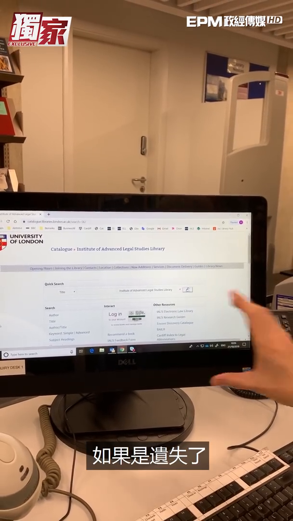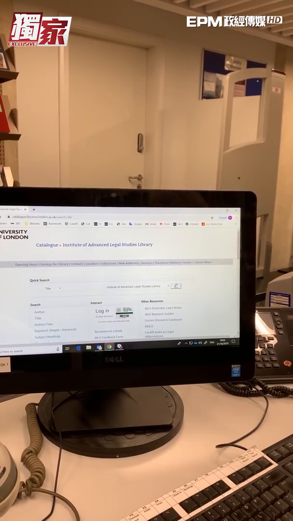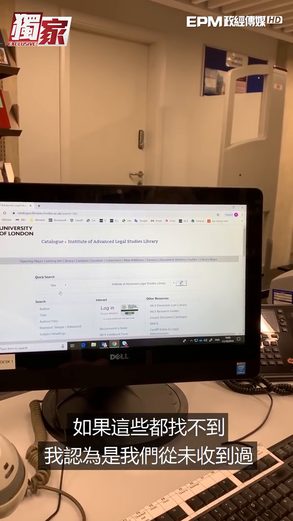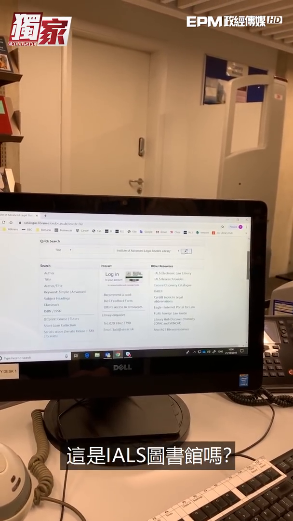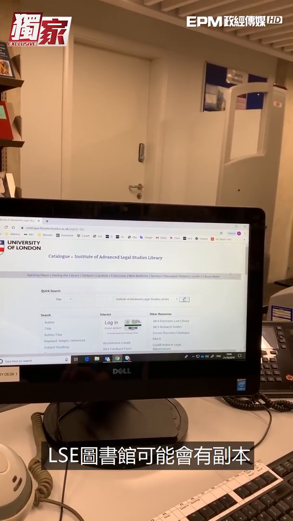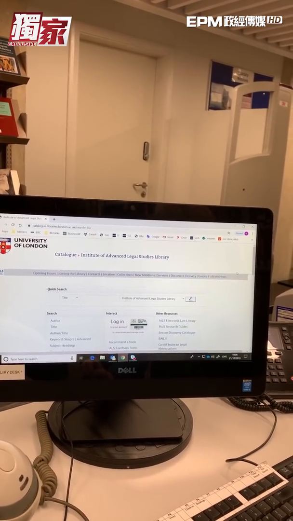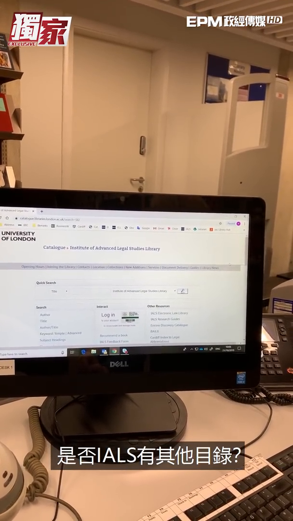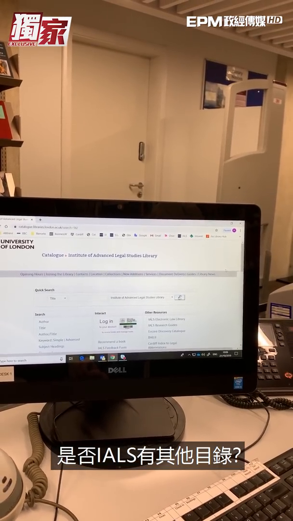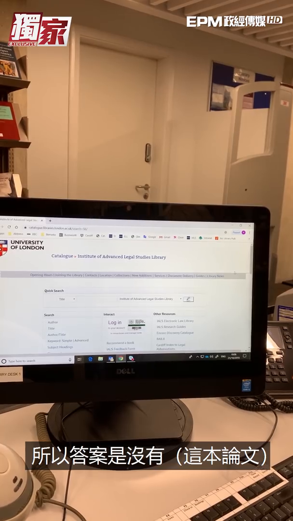I don't know. If we had received it, it would be on the catalogue, but it would say missing. But if it's just not there, it suggests that we never received it. Okay, so here is the IALS library, right? Yeah, the Institute of Advanced Legal Studies, but maybe LSE library should have a copy. Is it possible it's in a different catalogue? No, we only have one catalogue. Okay, so the answer is no.